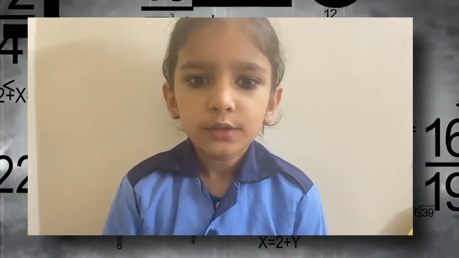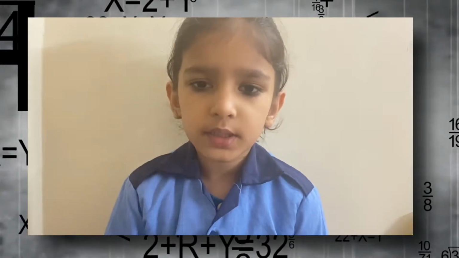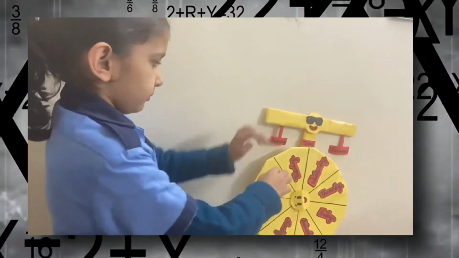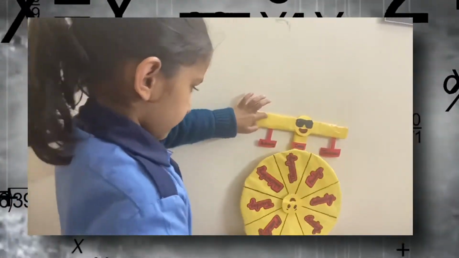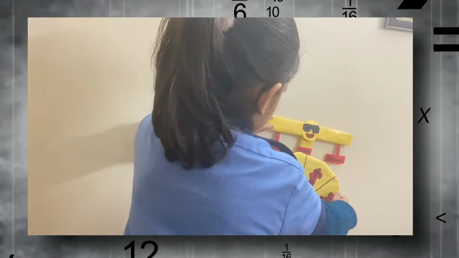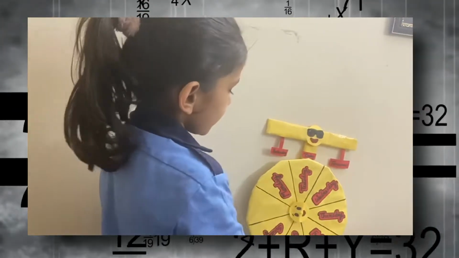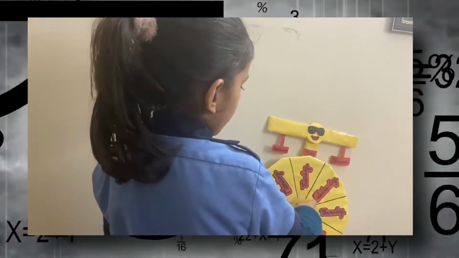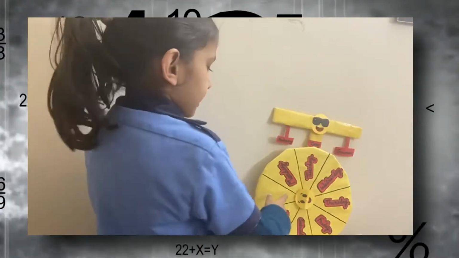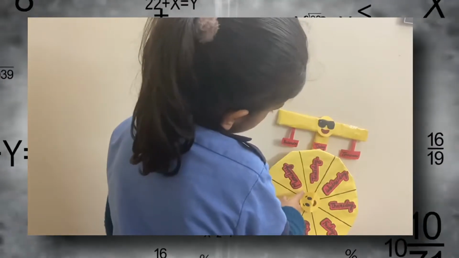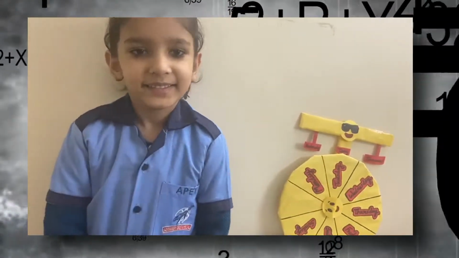Good morning everyone. I am Bhavatur of class 1st. Today I am going to tell you about my model. This is my days of the week spinner. Let me show you how this works. Today is Tuesday. Tomorrow will be Wednesday. Yesterday was Monday. Thank you.